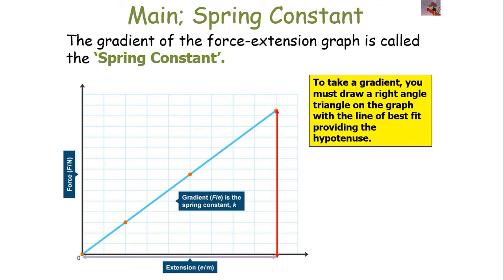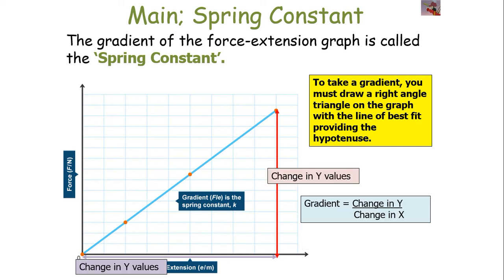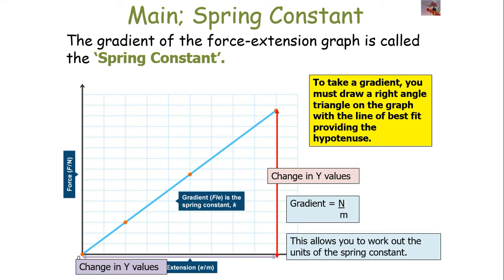Now, to take your gradient, you've got to draw a right angle triangle on the graph with a line of best fit providing the hypotenuse. Then make your gradient triangle as large as possible, as it increases the validity of your results as you're considering more values. You then work out your gradient by doing the change in y over the change in x, or the change in force over the change in extension, or F over E, and our gradient is our spring constant.